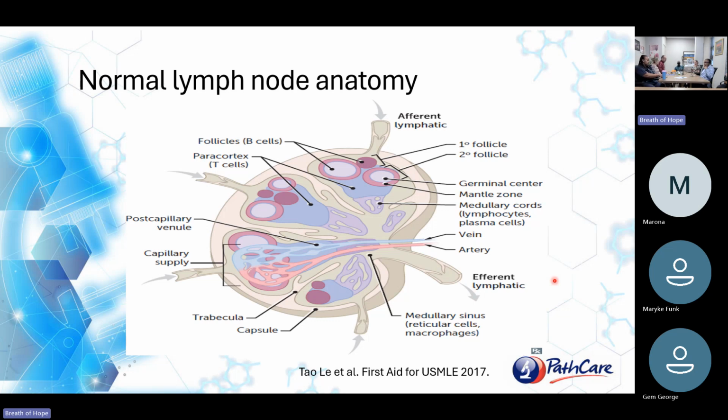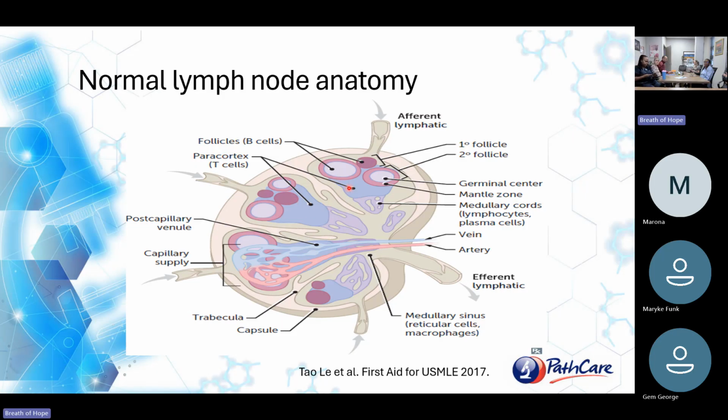I want to briefly go over lymph node anatomy. This is a diagram I used when I was studying for my part 1, which I thought was quite useful. The lymph node is surrounded by a capsule and it has the efferent and afferent lymphatics. Subcortical, you have follicles, primary follicles and secondary follicles, and this is where the B cells call home. The follicles can also be divided into a germinal center and a mantle zone.